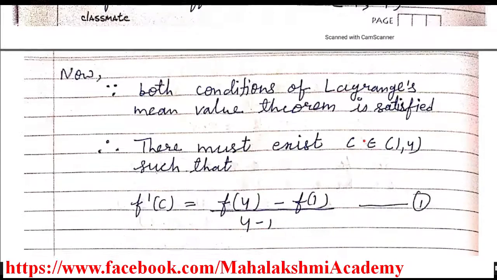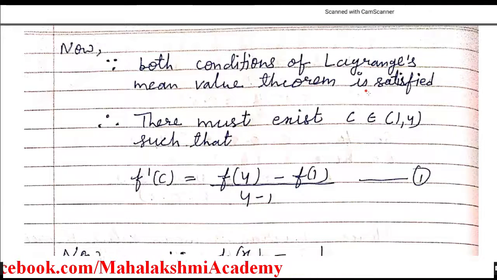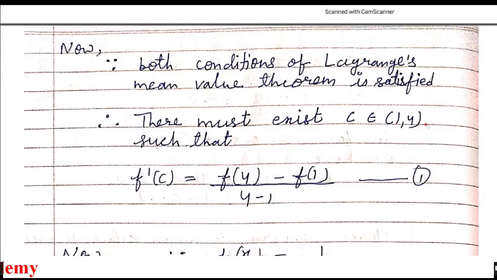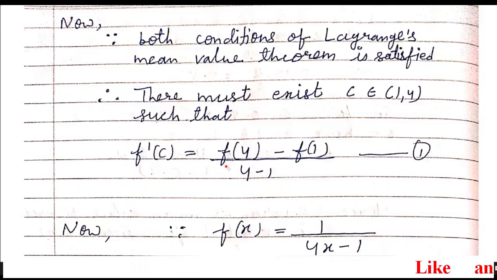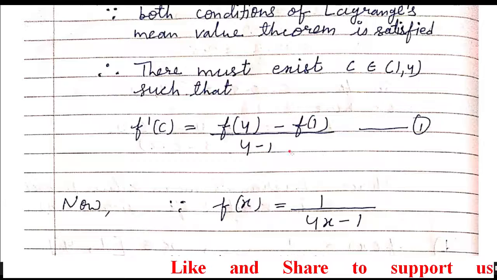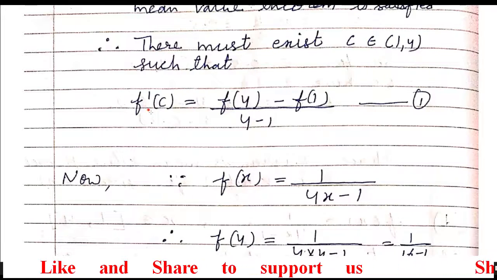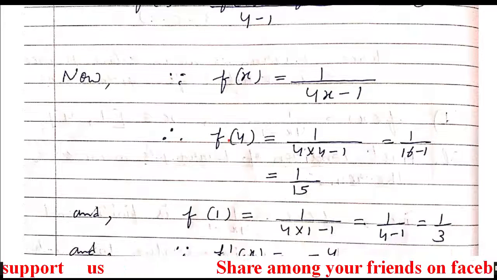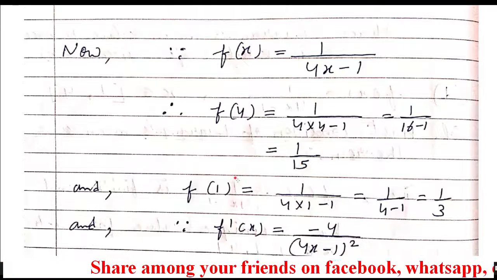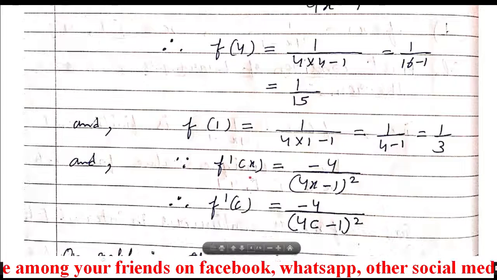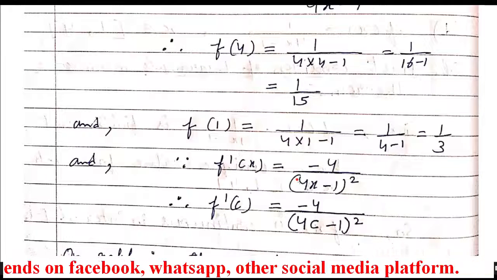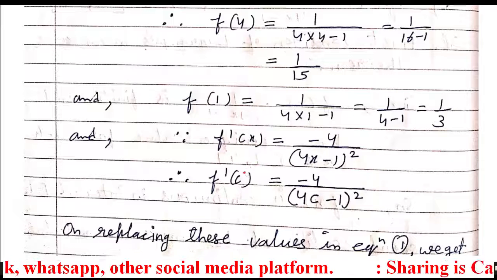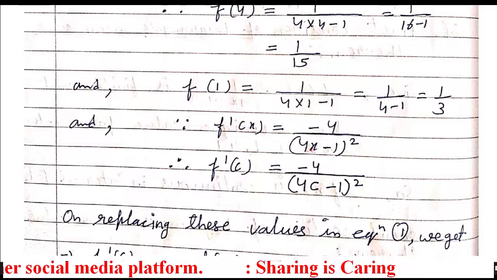So both conditions of Lagrange's mean value theorem are satisfied. That's why there must exist a point c in the open interval 1 to 4, where f dash c is equal to the function's value at the upper limit minus the function's value at the lower limit upon 4 minus 1. So now we are going to calculate f dash c, f4 and f1. I calculated here f4, that is 1 upon 15, then f1, that is 1 upon 3, and f dash x we already differentiated earlier, so in that just replace it by f dash c. Instead of x, just write down c.